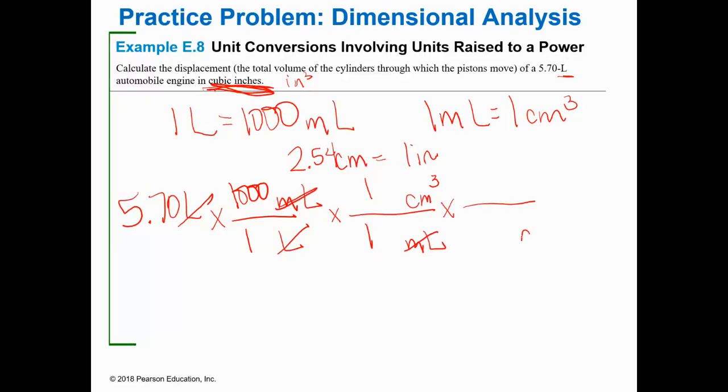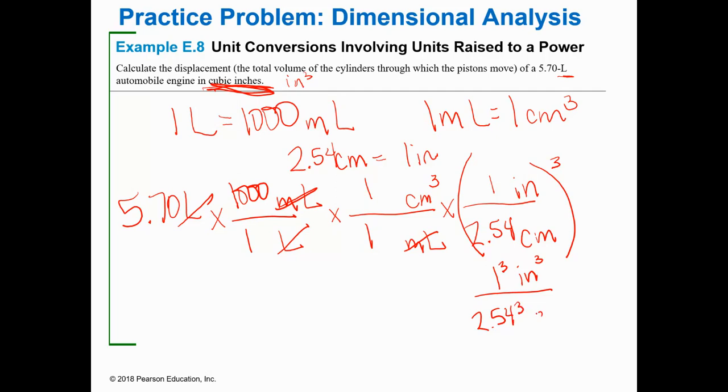Next one, centimeters and inches. This one is a little different, and it's because it's only a normal unit instead of a cubed unit. So I'm going to go ahead and fill this in with my numbers, but because I need it to be a cubed unit, I'm going to cube that whole piece, which really means that it's 1 cubed, inches cubed, over 2.54 cubed, centimeters cubed. Once we have that, our centimeters cubed can cancel, and we're left with inches cubed. But you have to cube that entire conversion factor.